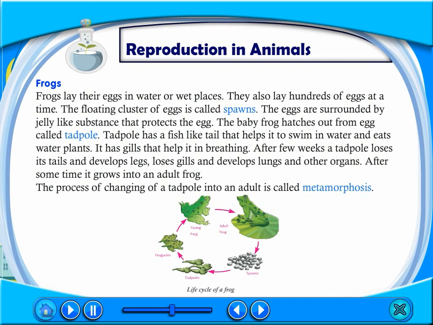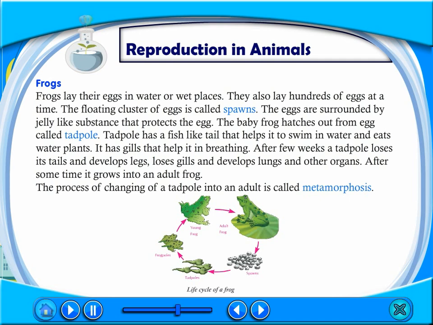Frogs. Frogs lay their eggs in water or wet places. They also lay hundreds of eggs at a time. The floating cluster of eggs is called spawn. The eggs are surrounded by a jelly-like substance that protects the egg. The baby frog that hatches out from the egg is called a tadpole. A tadpole has a fish-like tail that helps it to swim in water and eats water plants.